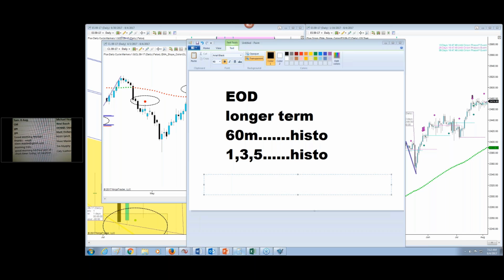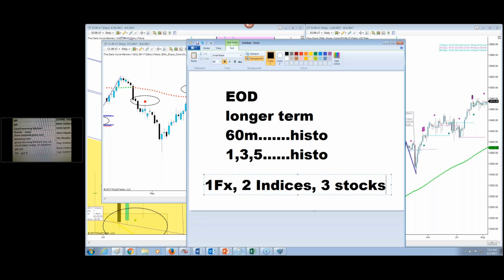What I'd like to do, I want to find one Forex pair. Can we look at one Forex pair, 2 indices? Let's do 2 indices, and then 3 stocks. Can you guys pick out one Forex pair for me, 2 indices, and 3 stocks? By indices, I mean it could be CL, the Emini S&P, commodities too, futures.